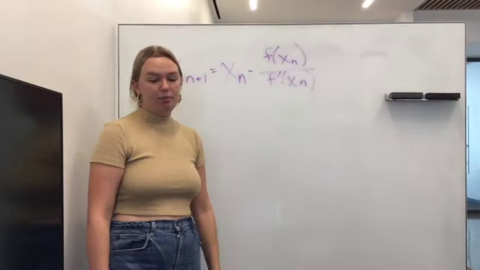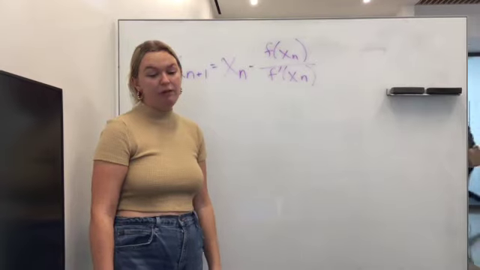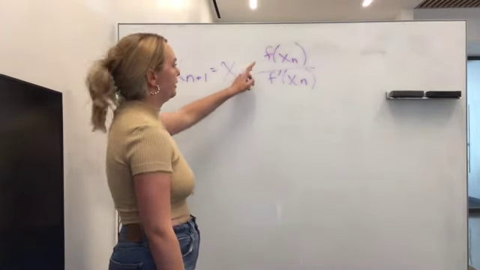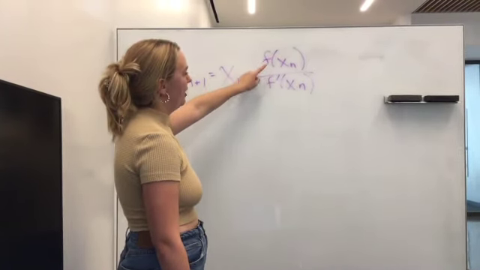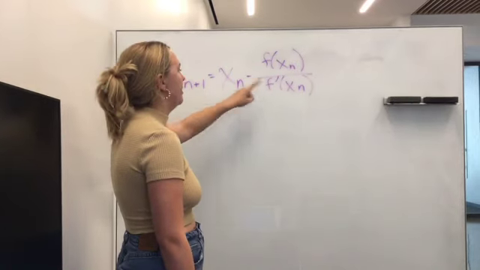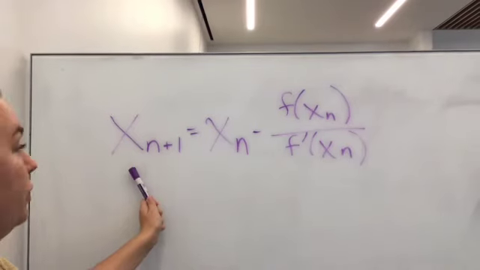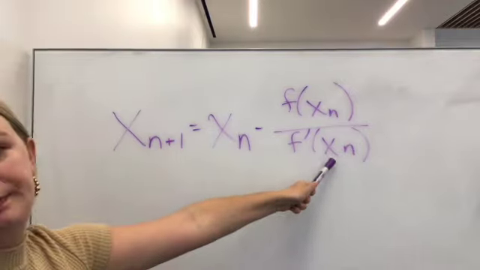If x sub n is an approximate solution of f of x, the following approximation can be found by subtracting the value of the function at x sub n over the value of the first derivative at x sub n from x sub n itself. Newton's method can be modeled using this equation.